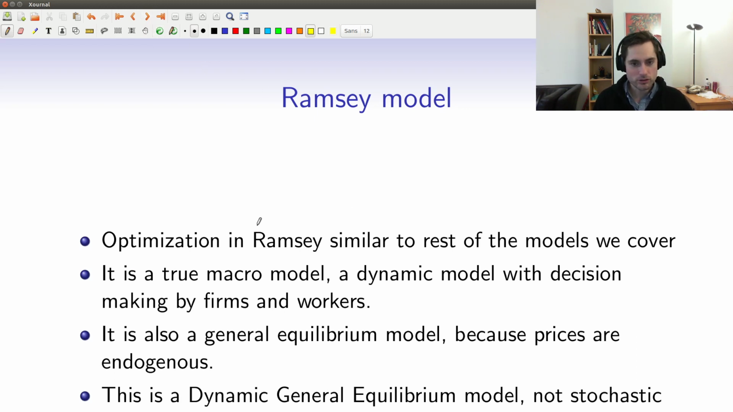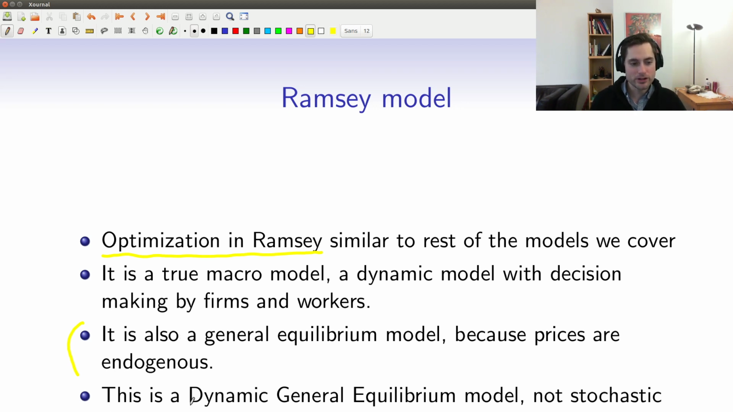So just repeating what I just said, optimization in this model is going to be similar to what it is in the rest of the models we look at in this course, so that's good for you. Okay, another thing I didn't mention yet is that this is going to be a general equilibrium model in the sense that prices, so that's the price of output, the price of wages, and the price of renting capital, are going to be determined in equilibrium.